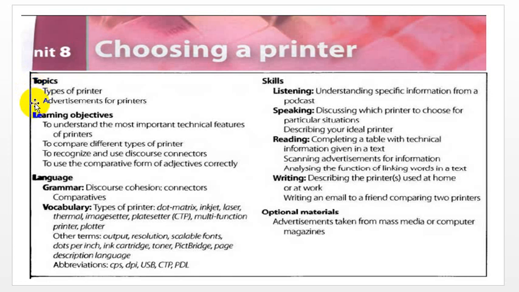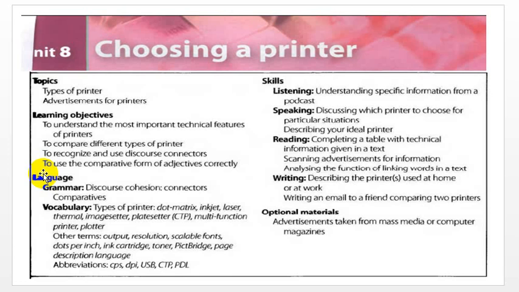The topics are type of printer and advertisement for printer. Learning objective: to understand the most important technical features of a printer. This is the first understanding. You should know the technical features of a printer, and to compare different types of printer, for example LaserJet, image setter, and many others.